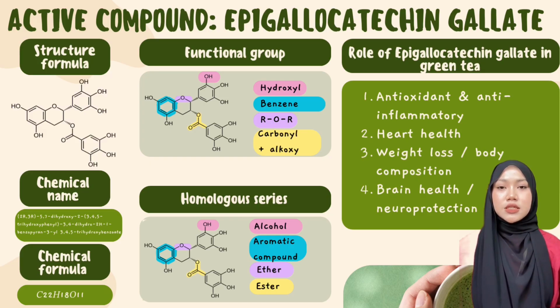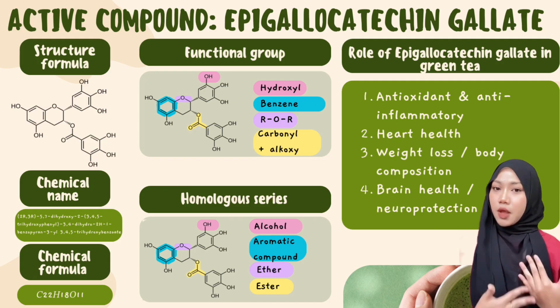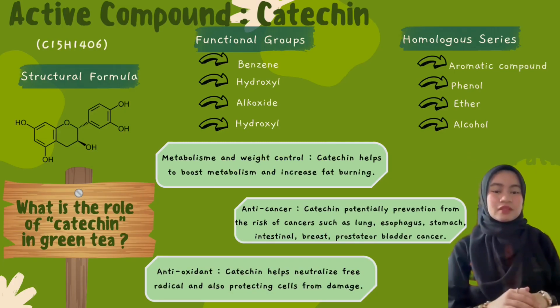Lastly, EGCG is good for the brain. Studies also suggest that EGCG supports brain health. It may protect against diseases like Alzheimer's and Parkinson's, and it can even help improve our memory and focus.